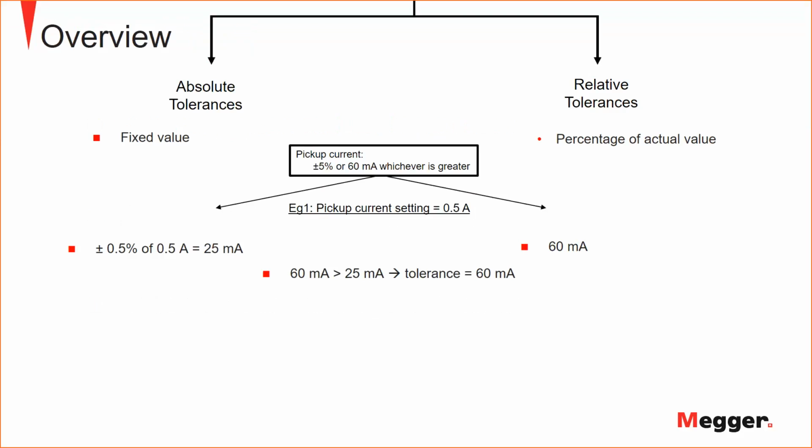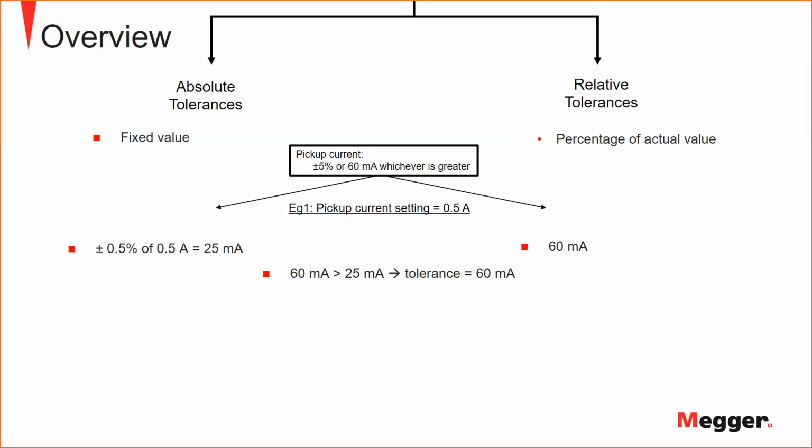So in order to do so, we need to have tolerances, or I would say acceptable error tolerances. Now, these tolerances come in, I would say, two forms. You either have an absolute tolerance, which means a fixed value, plus or minus this value, as an acceptable tolerance, or a relative tolerance, a percentage of the setting value itself.